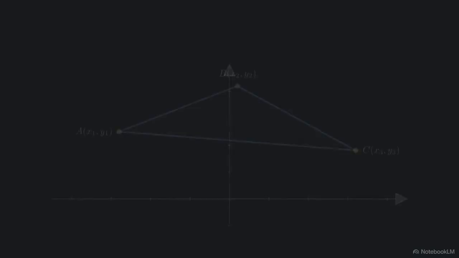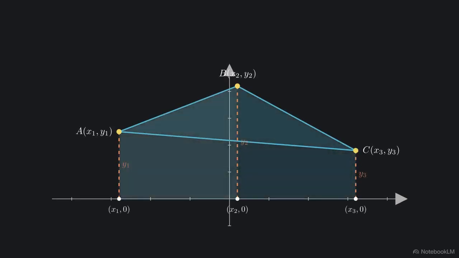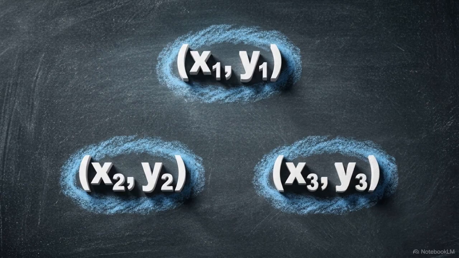We began with spatial measurements that were difficult to calculate directly on a coordinate grid. By projecting the triangle onto the x-axis, we replaced the need for physical measurements with a method that calculates area using nothing but the coordinates themselves.